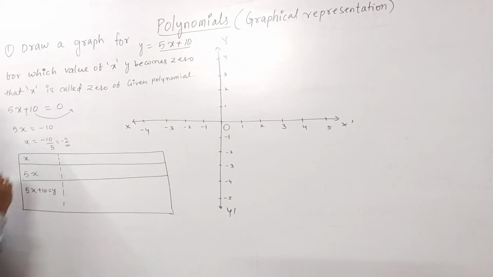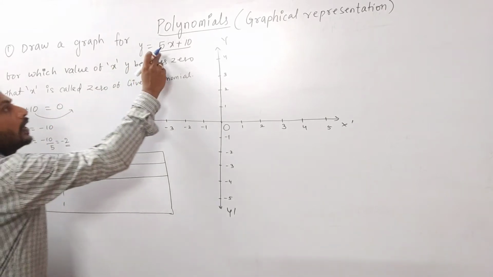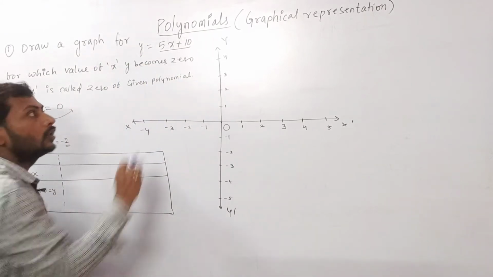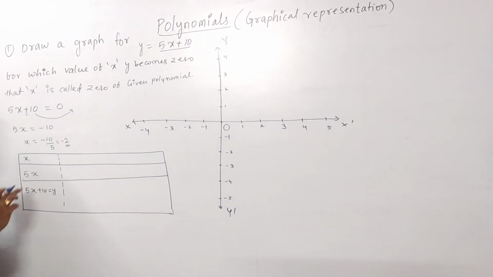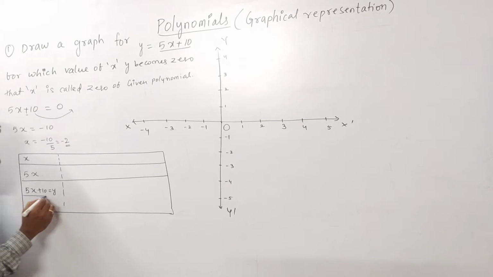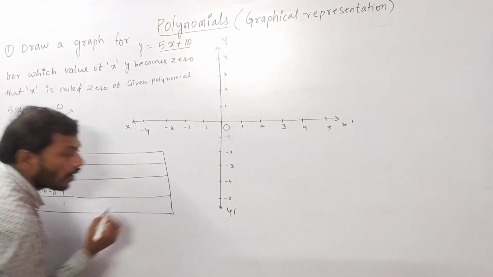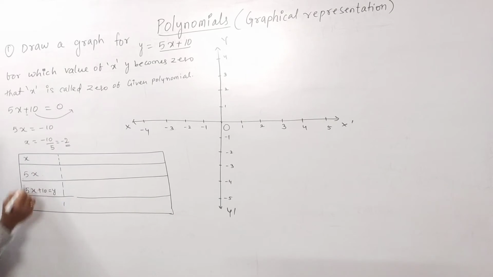Sir, my choice is x. Second, you have to find what? 5x, and again you have to add 10. That's why, once you have taken x, you can do 5x, and again add the 10. Then you are going to get y. Next I am going to write the coordinate here. Whatever value you have taken is the x, and you got the y. This is the coordinate you got.